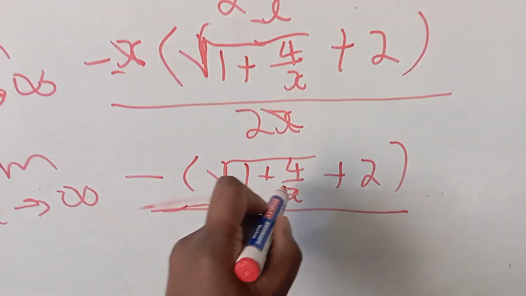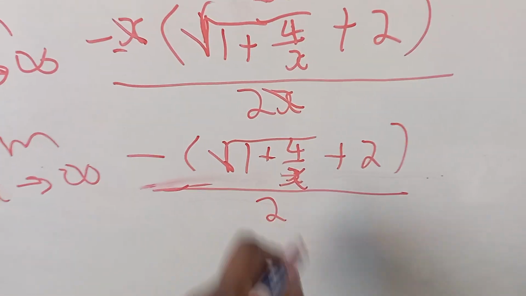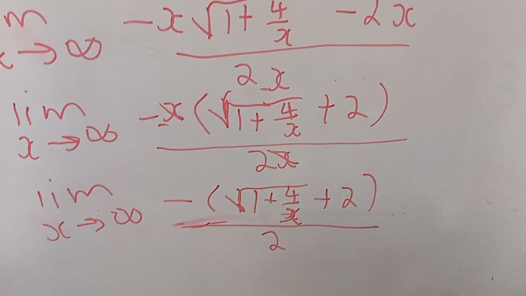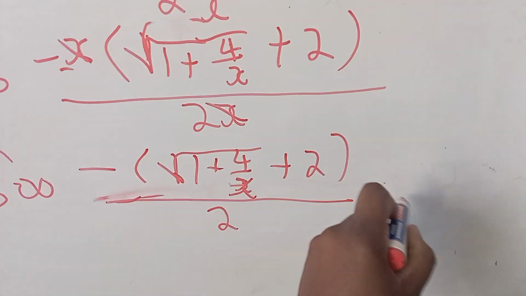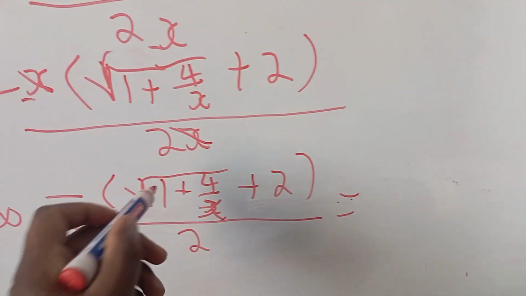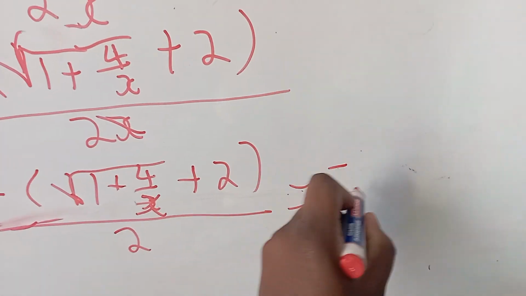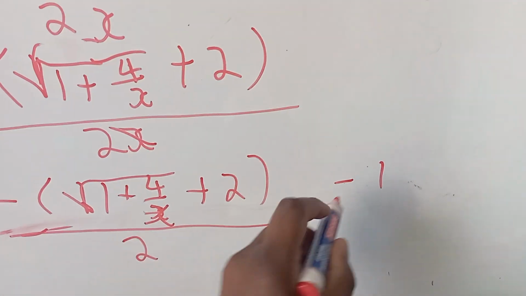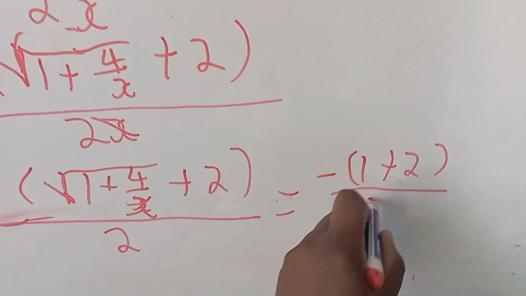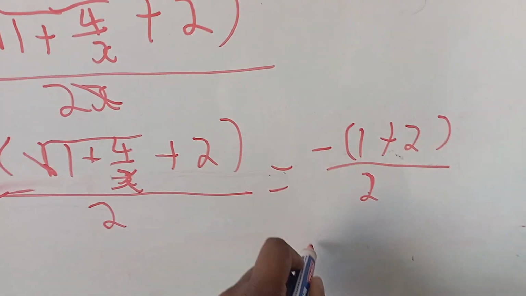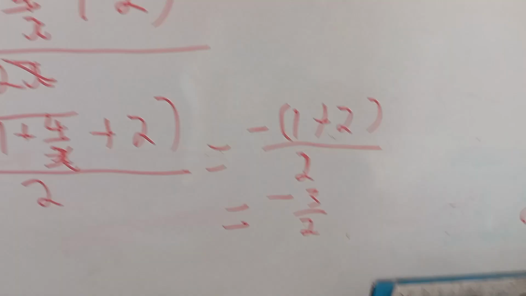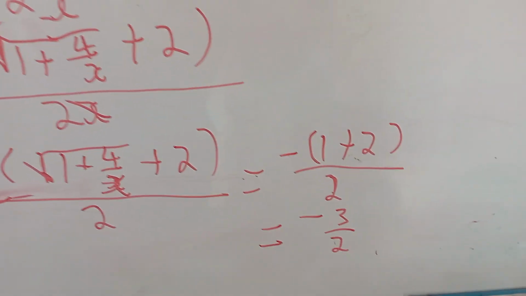This thing is all over 2. Then we substitute our infinity. When we substitute infinity, 4 over infinity gives us 0. The square root of 1 is 1. So it's going to be negative outside, 1 plus 2, all over 2, which equals negative 3 over 2.